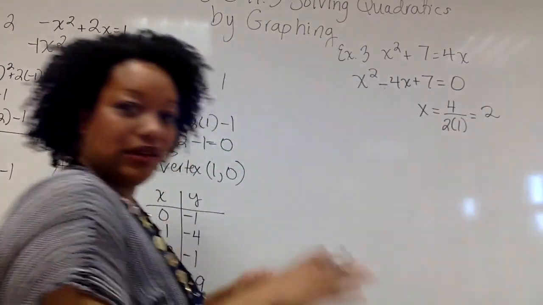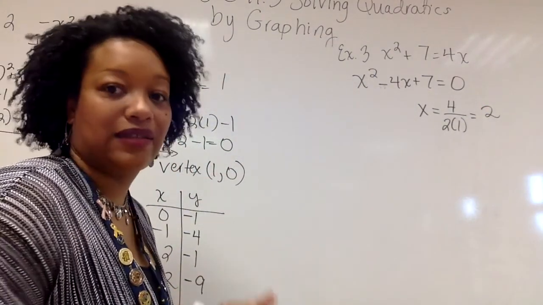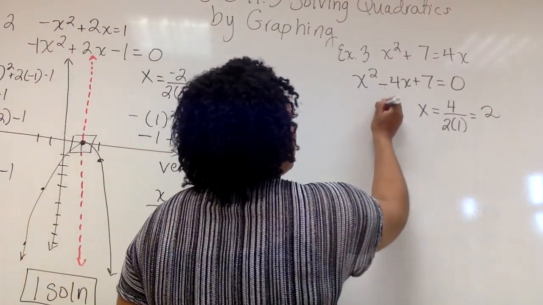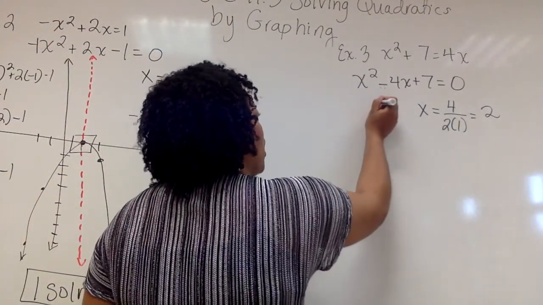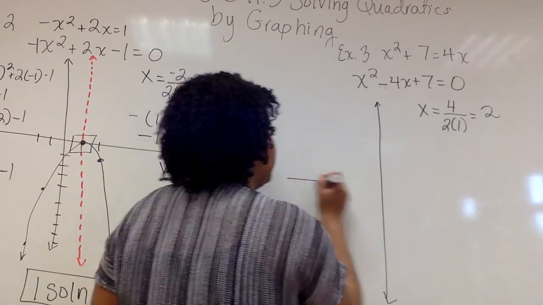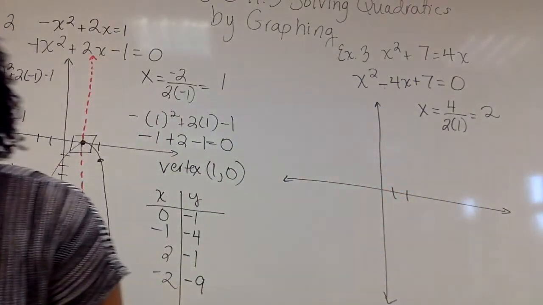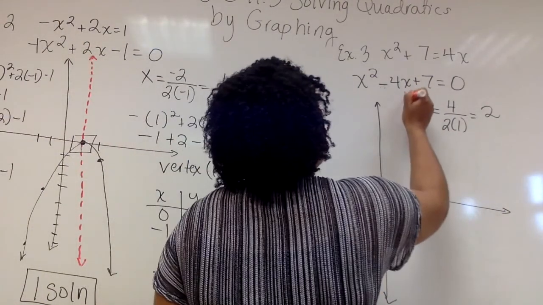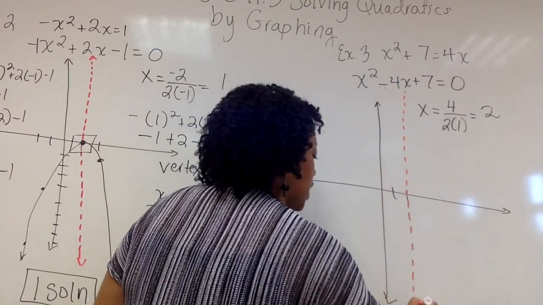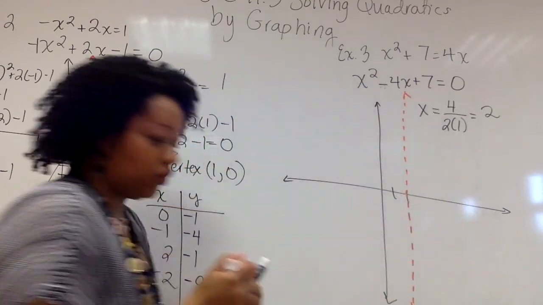So now we got a little variety here. We got a different axis of symmetry. Go ahead on your paper and draw your dashed vertical line where x is 2. And I'm going to get my color here. X is 2 all the way down there. There you go. All right, where x equals 2.